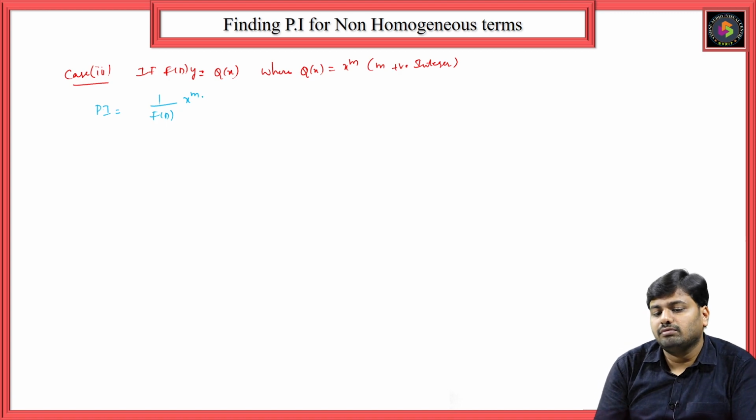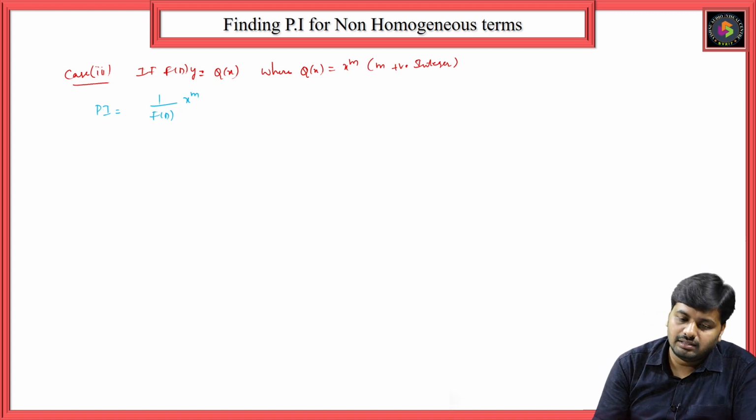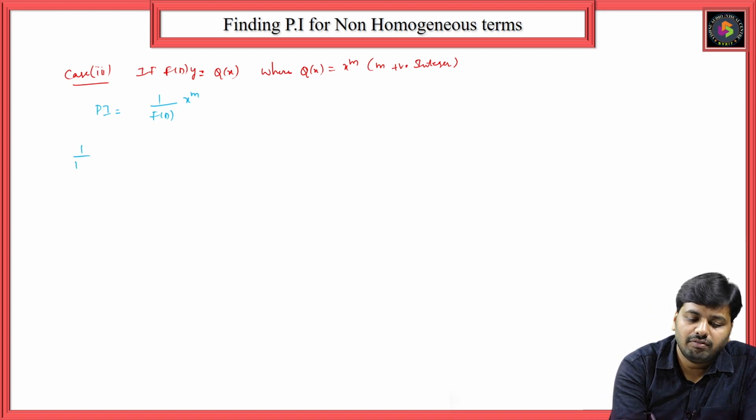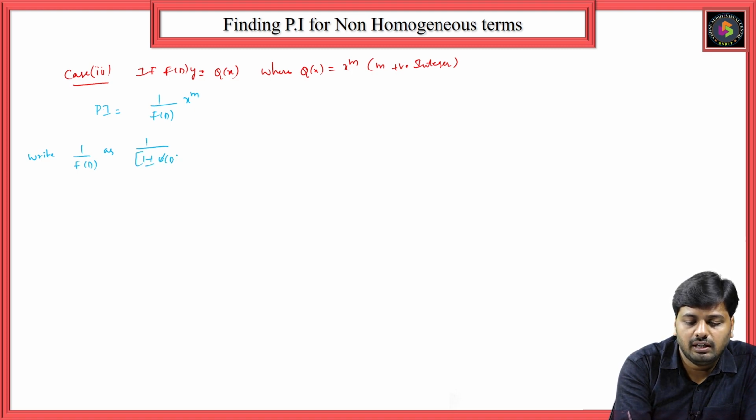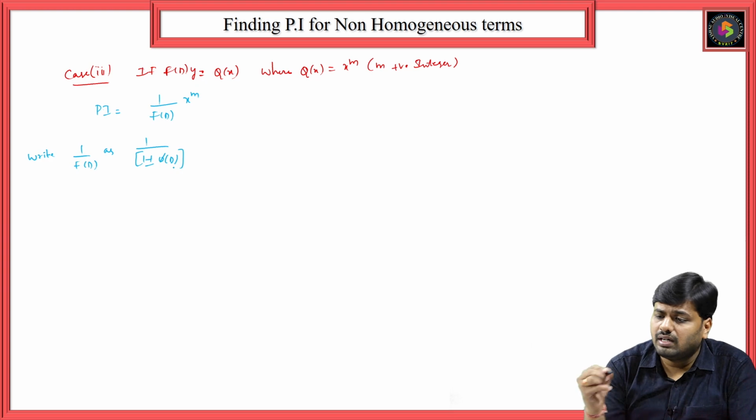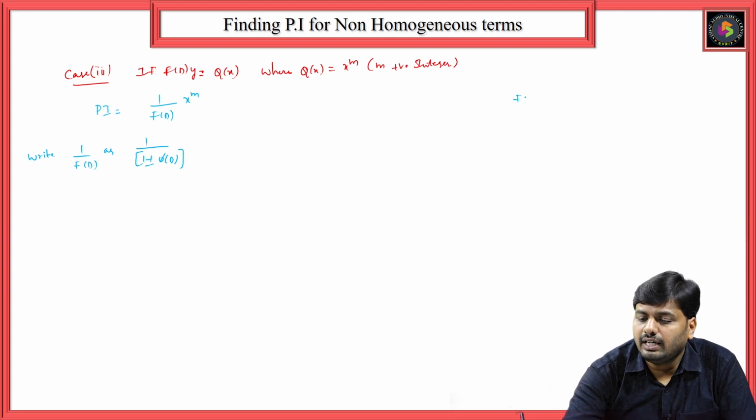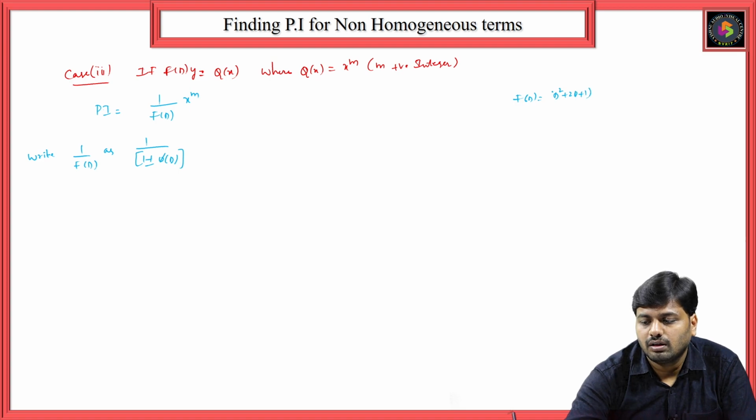Now here we can rewrite 1 by f of D as 1 by 1 plus or minus phi of D. Sir, how can we write this? We'll write an example here. Let us write f of D equal to D square plus 2D plus 1. Now we'll rewrite this in the 1 plus or minus phi of D form.